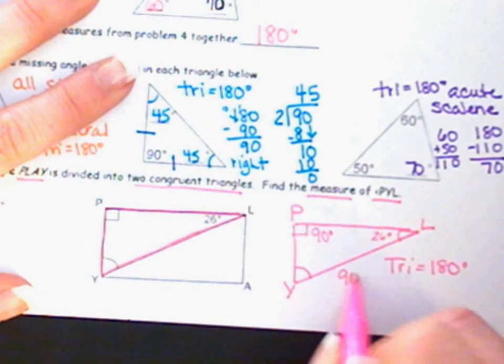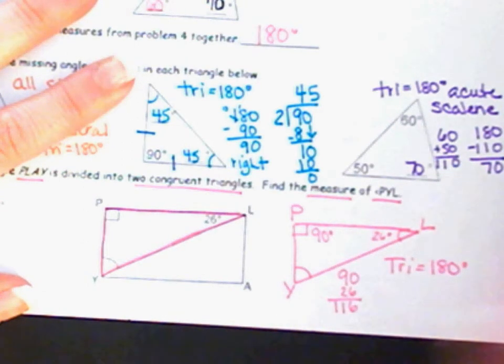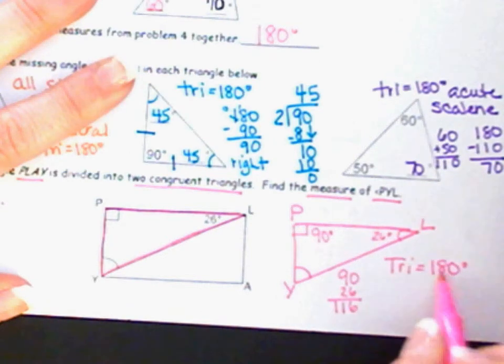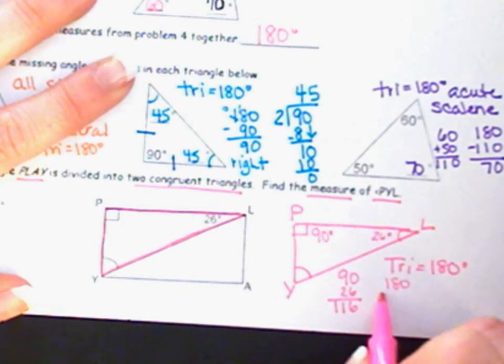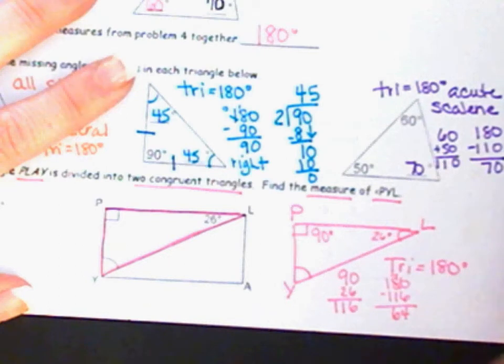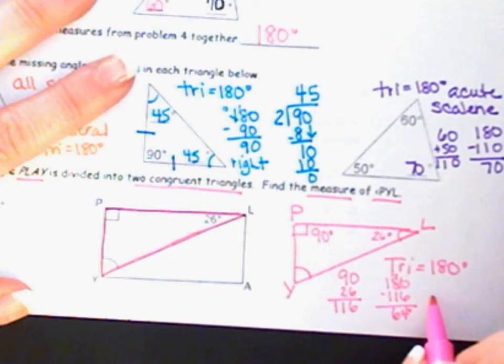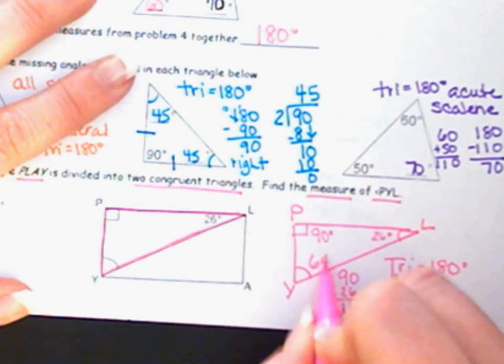They give us a little square over here, which means 90 degrees. They say that this angle is 26 degrees, so we are looking for this angle here. Same thing as before. We know what we need. We need to take what we have, add it up. So right now I have 116, but I need 180. So I'm going to subtract the 116.